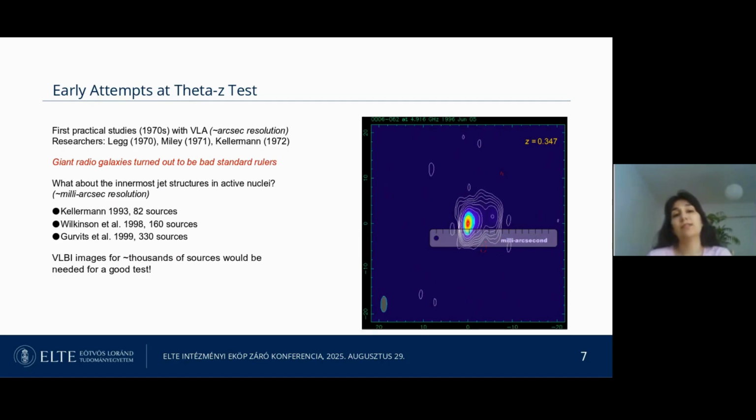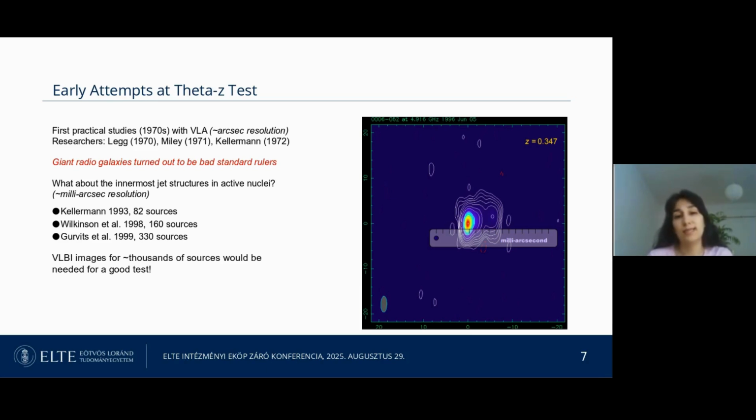But in the 1970s, the first practical attempts to apply the theta Z test were made using data from the VLA, the Very Large Array, with arc-second level resolution. Here you can see a list of early studies, and what they found was that giant radio galaxies were not suitable as standard rulers. Why? Because the structures were too diverse.